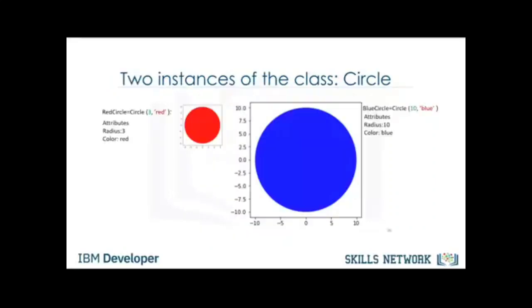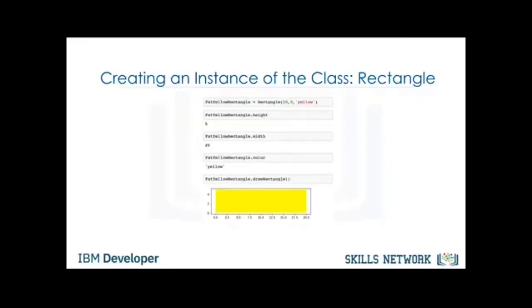In summary, we have created an object of class circle called redCircle with a radius attribute of 3 and a color attribute of red. We also created an object of class circle called blueCircle with a radius attribute of 10 and a color attribute of blue. In the lab, we have a similar class for rectangle. We can create a new object of type rectangle using the constructor. We can access a data attribute of height. We can also access the data attribute of width. We can do the same for the data attribute of color. We can use the method drawRectangle to draw the rectangle.